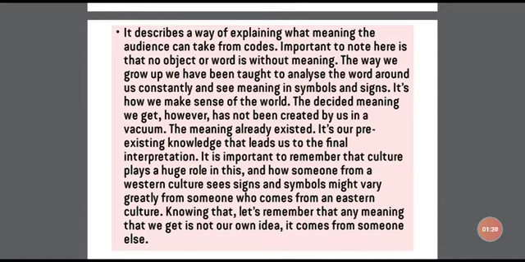It is important to remember that culture plays a huge role in this, and how someone from a Western culture sees signs and symbols might vary greatly from someone who comes from an Eastern culture. Knowing that, let's remember that any meaning that we get is not our own idea. It comes from someone else.